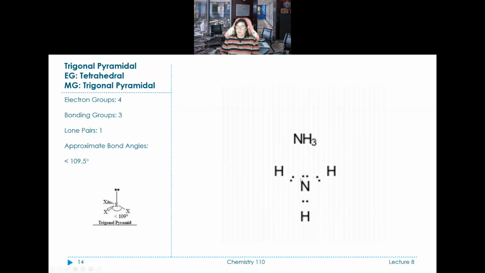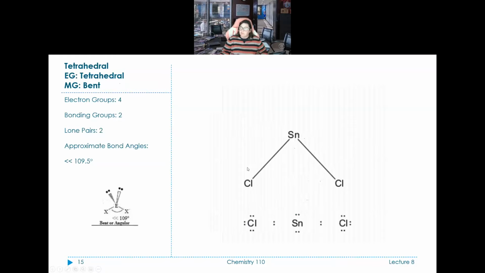Here you can see the lone pair and the 3 bonding pairs, and that gives you the structure that you're looking at. And this doesn't look the way I would have expected it to, but that's okay. We can go with it anyway. All right. Now if we go with 4 electron groups, our electron group is still listed as tetrahedral. 2 bonding groups, 2 lone pairs. This molecular geometry is bent.